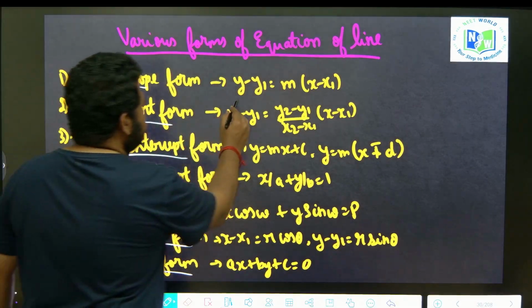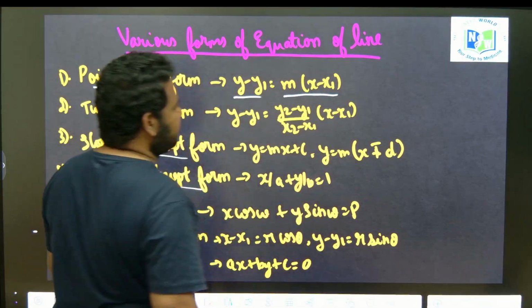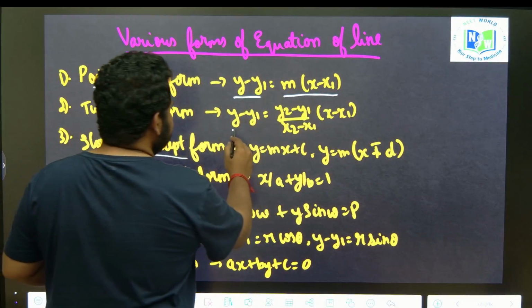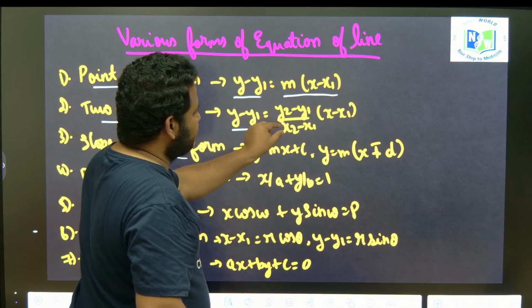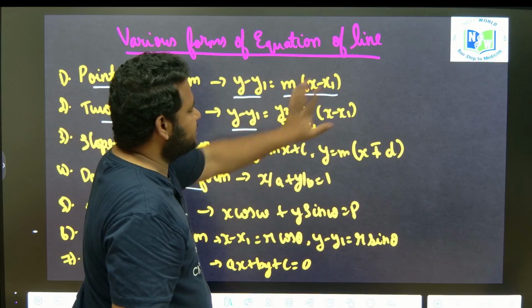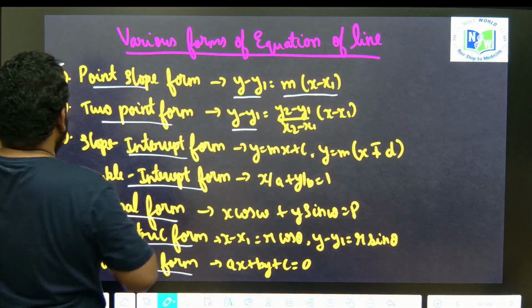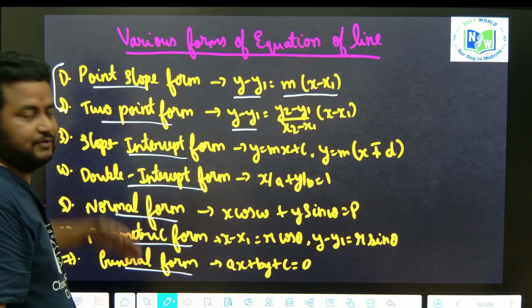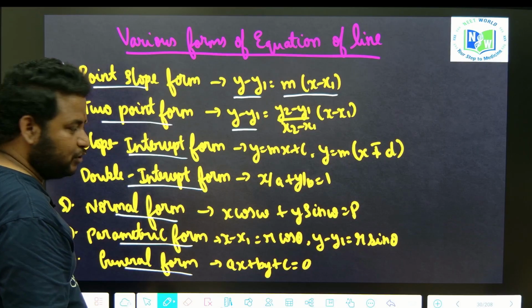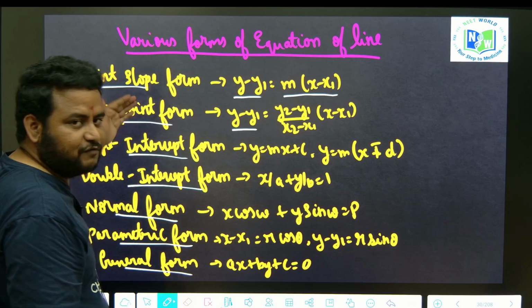Point slope form: y minus y1 is equal to m into x minus x1. 2 point form is y minus y1 equals, where m is replaced by y2 minus y1 by x2 minus x1, into x minus x1. So these are fundamental concepts, the first and second one. From the first and second one itself, other forms are derived. I can say the first and second one are highly important.